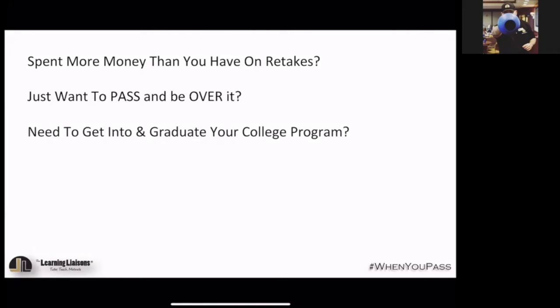You might need to get into and graduate your college program. Is anyone here in a college program and they need to pass a GK to keep going in their coursework? Do you have any college students here? All right, so this applies to you.